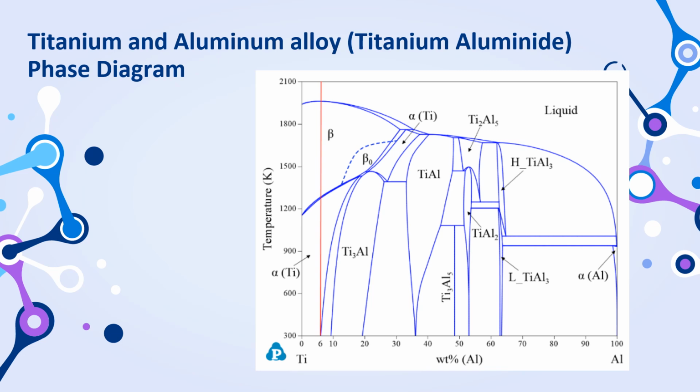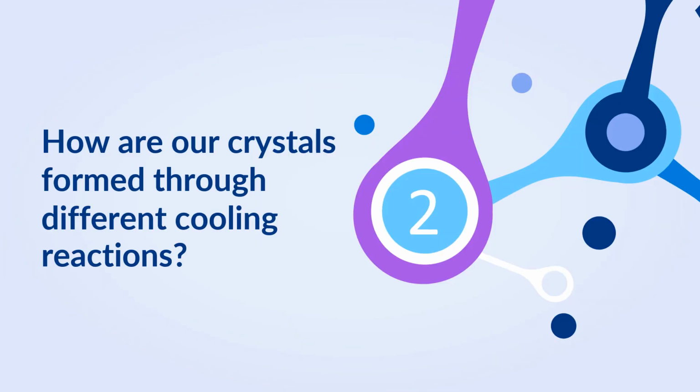Here we have the phase diagram of our alloy, titanium aluminide. We can see that there are many different kinds of cooling reactions, so let's dive into a few. How are crystals formed through different cooling reactions?